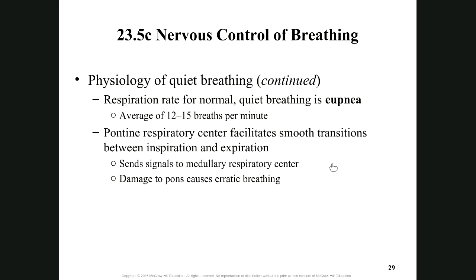The respiration rate for a normal person is 12 to 15 breaths per minute. Quiet breathing is called eupnea. The pontine respiratory center can facilitate the smooth transition between inspiration and expiration. It can send signals to the medullary respiratory center, and when we have damage to our pons, this smooth transition is affected, and we have erratic breathing.